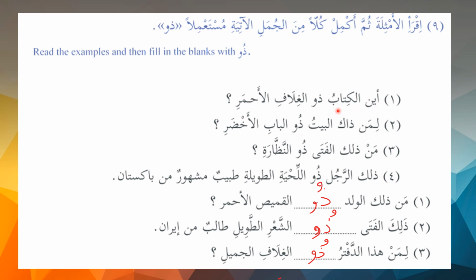أين الكتاب ذو الغلاف أحمر. So أحمر is the sifa for غلاف as explained before. So ذو is used for the male noun. لمن ذاك البيت ذو الباب الأخضر means for whom is that house which has the green doors. من ذاك الفتى, who is that young boy? ذو النظارة means having the glasses, the eyeglasses.